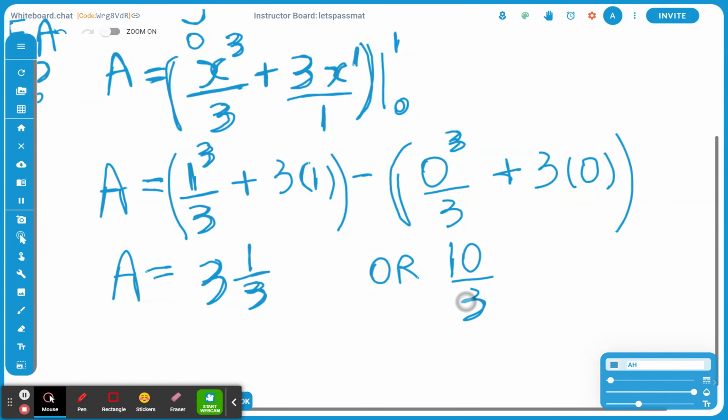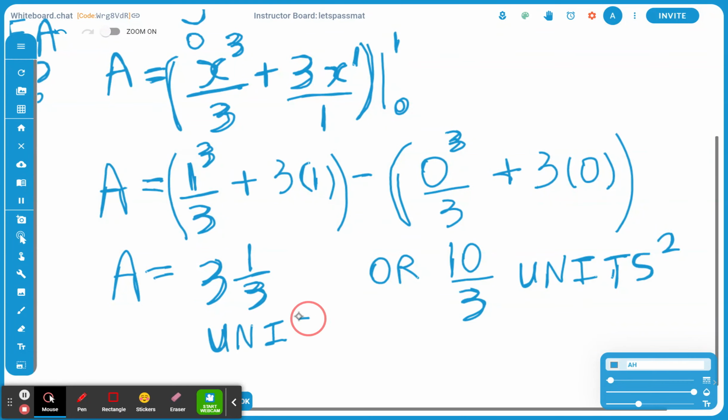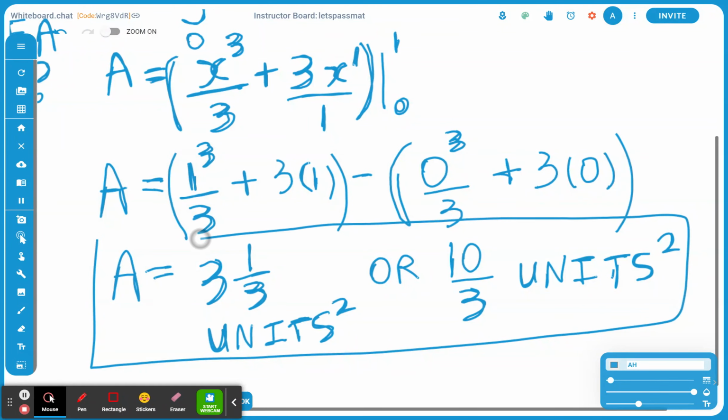Now, really important that you remind yourself, because you're talking about the area under a curve, you're really looking at the value in terms of units square. So same thing here, right? In a mixed fraction, it's going to be 3 1/3 units square. So I'll put a box around this, just like that. There we go. And I hope this makes sense.